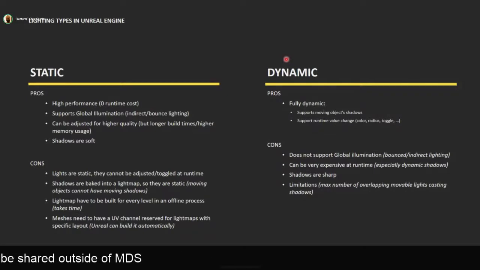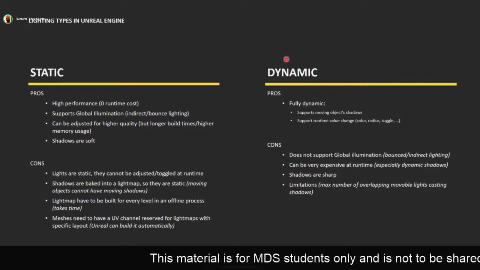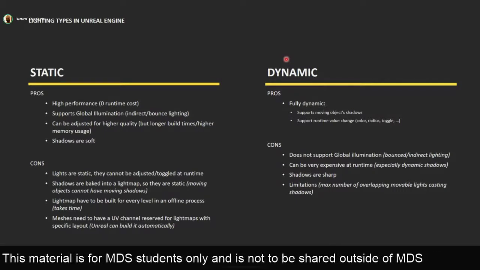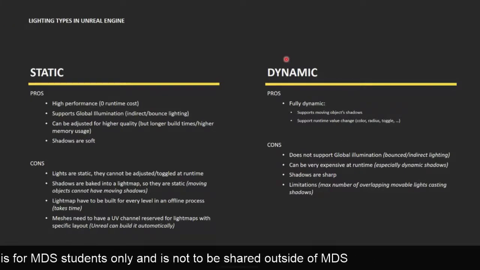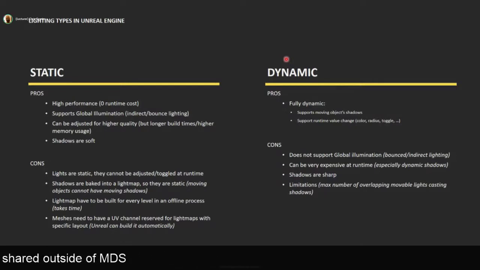Of course, the cons of a dynamic setup is that it does not support global illumination, that kind of light bouncing around that I was talking about. Also, dynamic is extremely expensive at runtime, especially the dynamic shadows. That's the most expensive part of the dynamic lighting. So if you're ever working on a game and you see that the performance is crap, kind of wondering why, there's a pretty high chance it's because you have a lot of dynamic shadows.